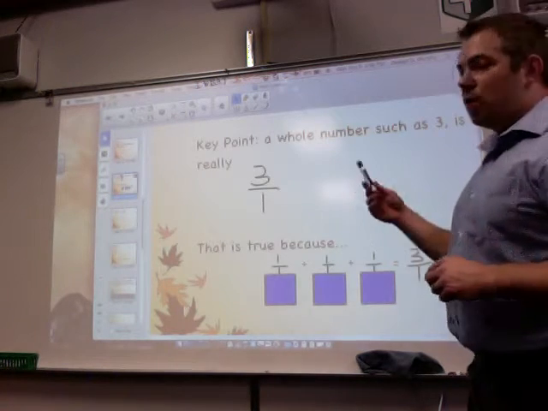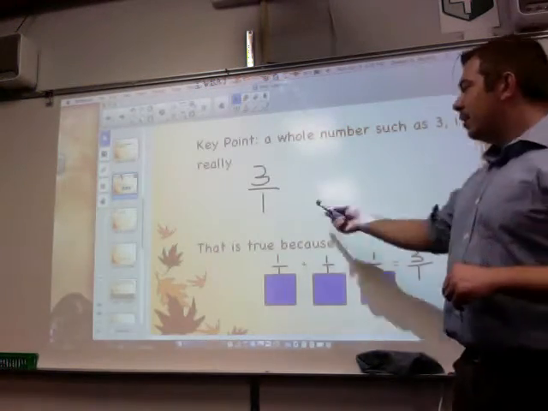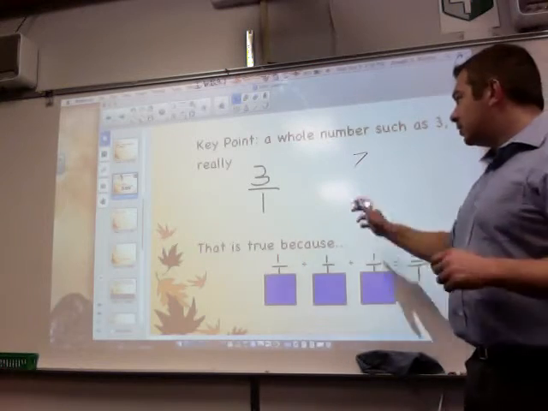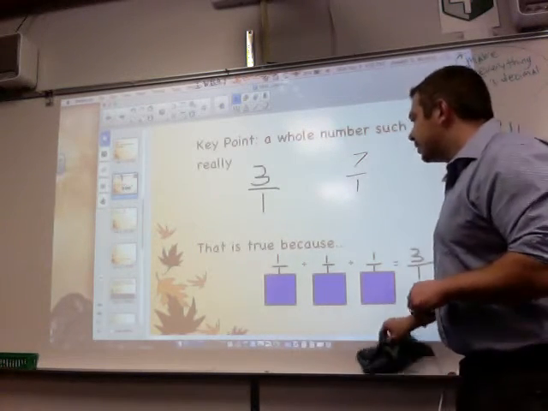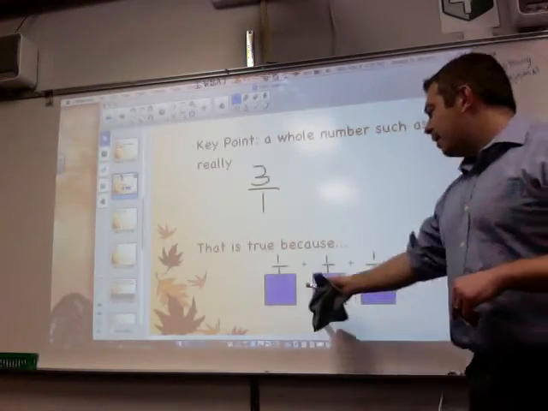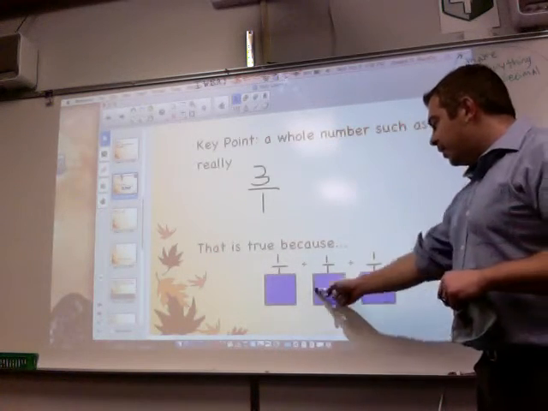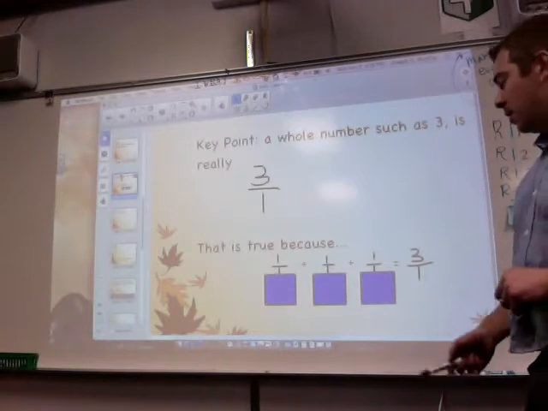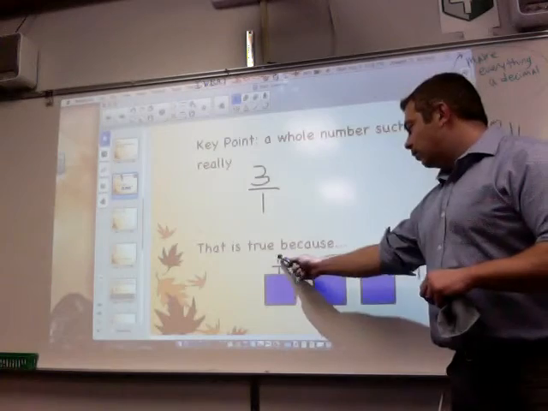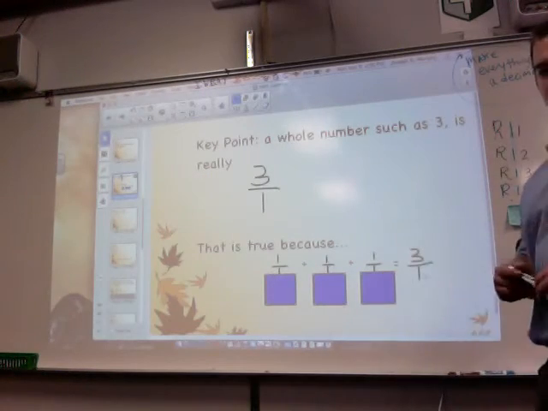One key point to know and keep in mind here is that a whole number such as 3 is really 3 over 1. So a whole number such as 7 is really 7 over 1 as a fraction. That'll be important today. Just to tell you why that's true, if you look down here, I have one whole square, and one whole square is 1 out of 1 piece. And I have another whole square, which is 1 out of 1 whole piece. And my third one is 1 out of 1. So if I add those fractions together, I get 1 plus 1 plus 1 equals 3, and my denominator stays the same, which is 3 over 1.